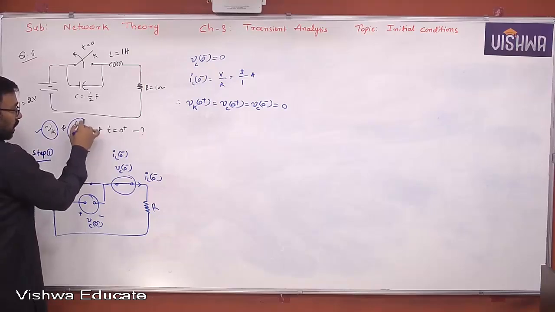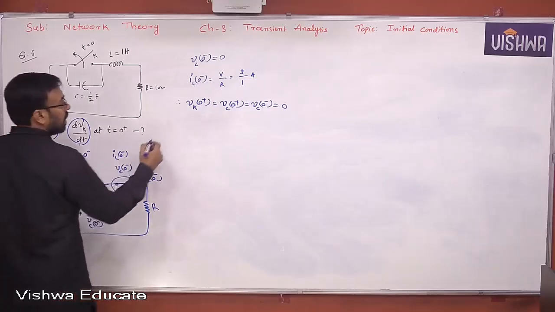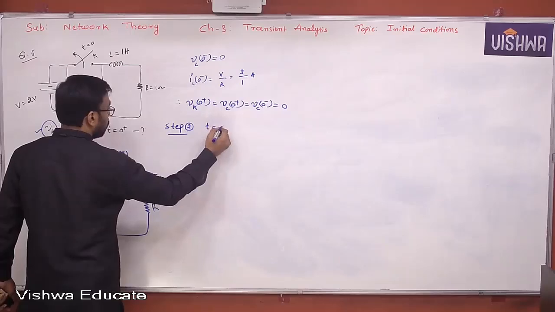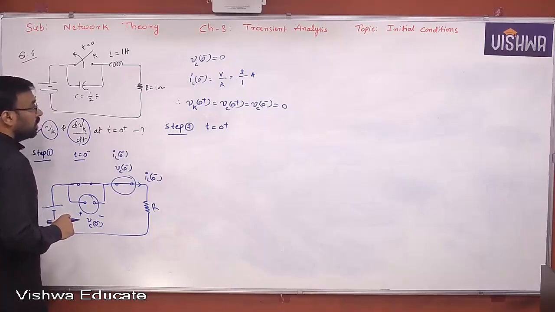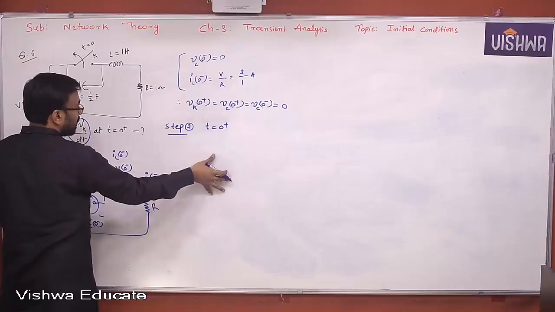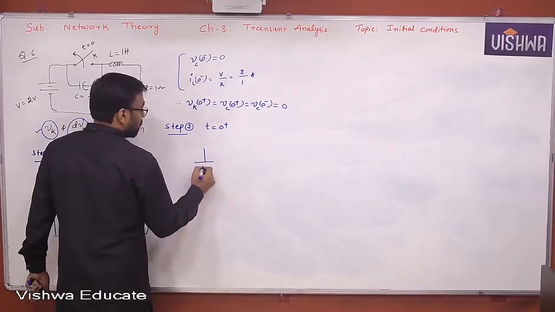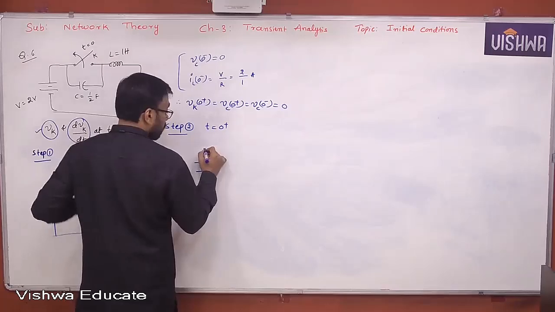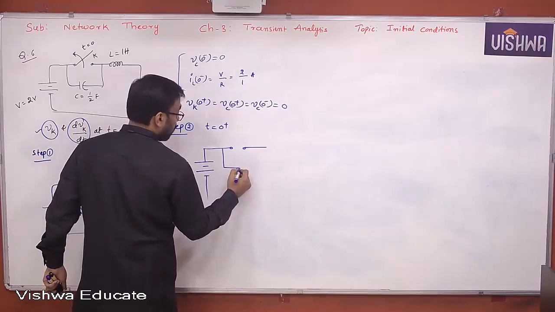Now let's look at the second one. The first order derivative term, whenever it is asked, I told you already, go for step 2. Understand? Construct t equal to 0 plus equivalent. To construct this, let us make use of the values that we obtained, Vc of 0 minus and IL of 0 minus. This entire circuit depends on these two values only. So I'm just taking the voltage source and capacitor. Here the switch is open, right? The capacitor is acting like what? Voltage 0, nothing but short circuit.